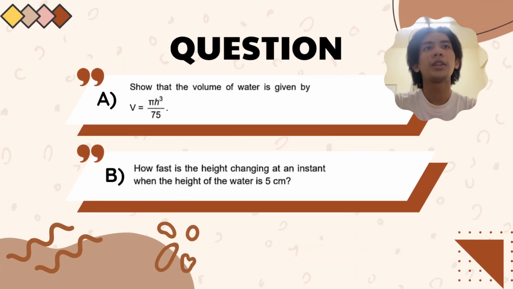Okay, so for question A, show that the volume of water is given by V equals pi h cubed over 75. For question B, how fast is the height changing at an instant when the height of the water is 5 cm?